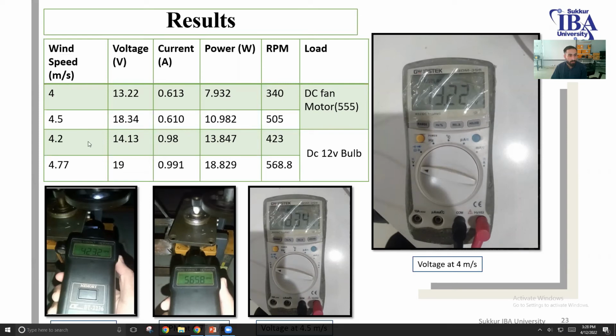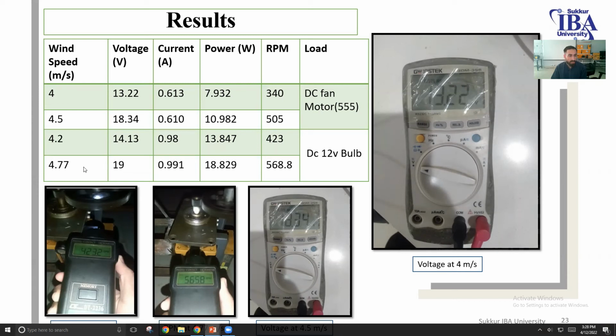When the wind speed is 4.2, the voltage generated is 14.13, the current is 0.98, and power generated 13.847, RPM 423, and the load was DC 12 volt bulb.